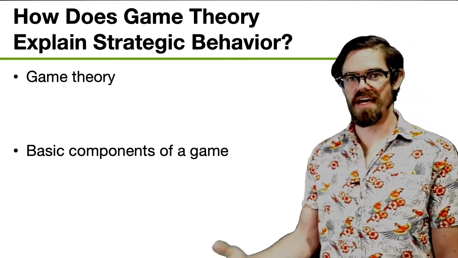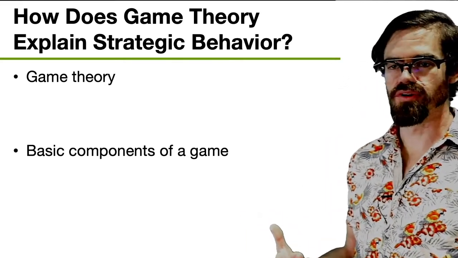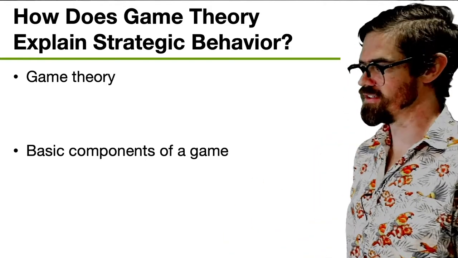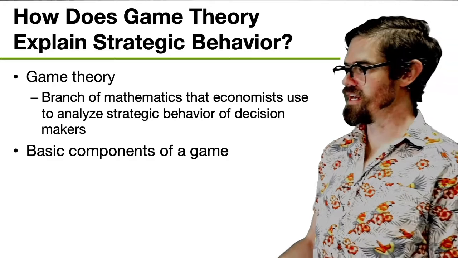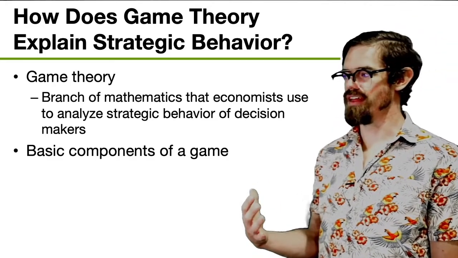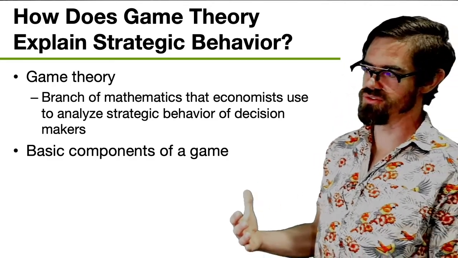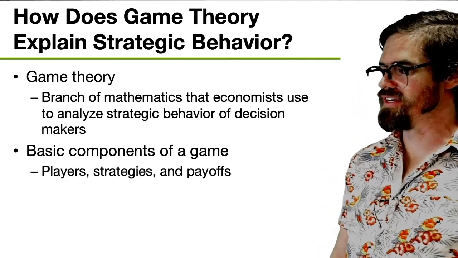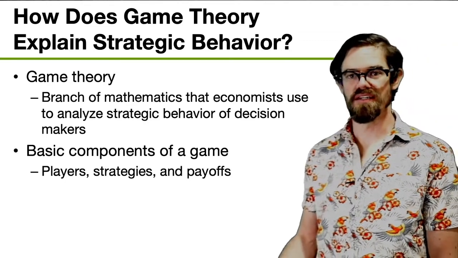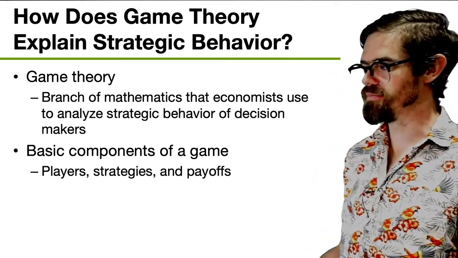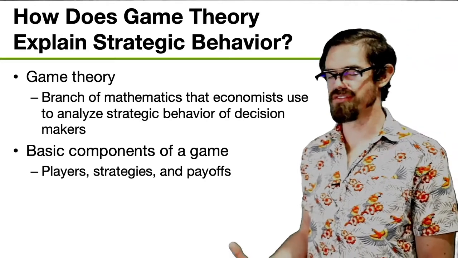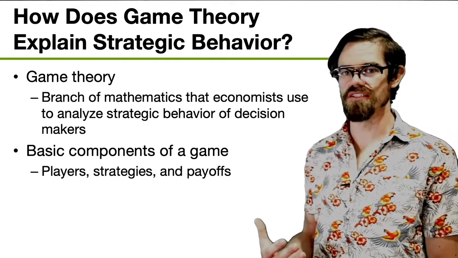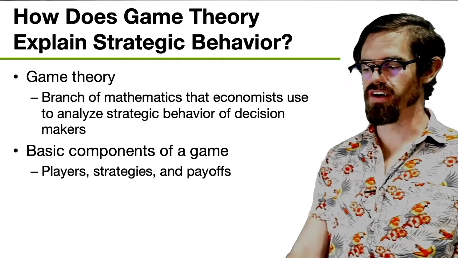All right, so we're going to wrap up this last chapter on imperfect markets and oligopoly with a discussion of game theory and strategic behavior. So what is game theory? It's this branch of mathematics that economists use to analyze strategic behavior of decision makers. And some of the basic components of a game are there have to be two or more players, right? That makes sense. The players have to have different strategies, and the combination of their strategies have to provide them with various payoffs.